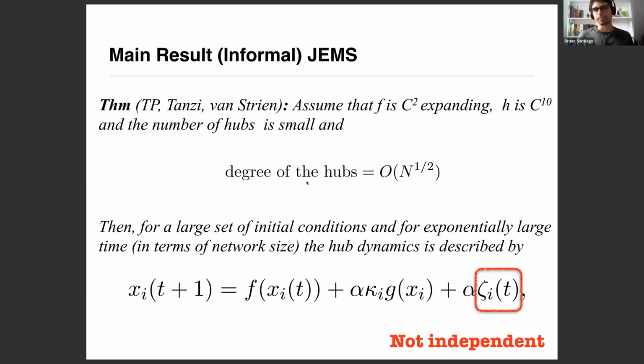I see, thank you. I have a quick question. Probably I missed it, but what do you mean by the largest set of initial conditions? How large is it? Large with respect to the Lebesgue measure. So the measure of the set where this result is valid goes to 1 when the network size goes to infinity. Okay, thank you. Is there any question?